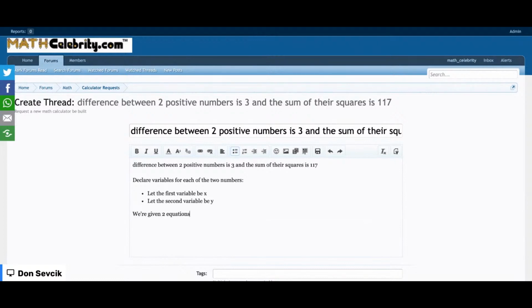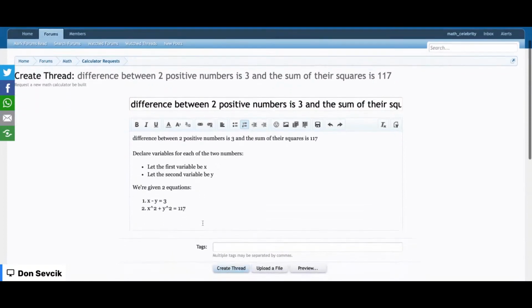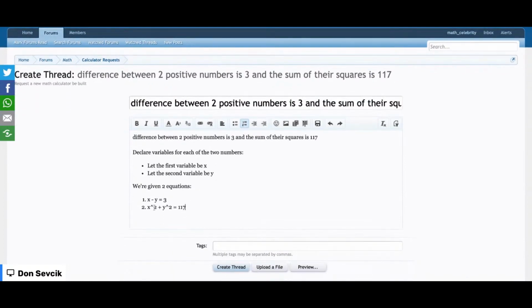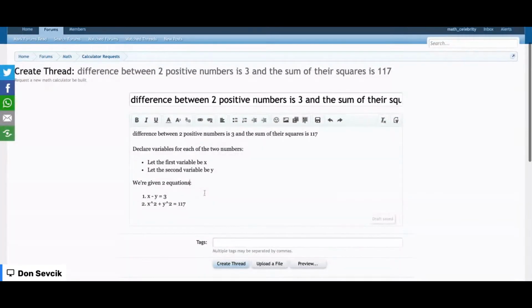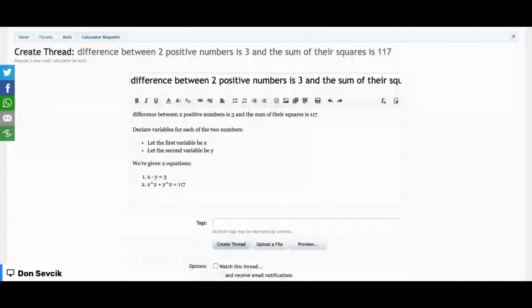We're given two equations. Equation 1 is the difference between them is 3, right here. And the second is the sum of their squares, x squared plus y squared equals 117. The square, by the way, means you raise a variable to the second power, if you did not know that. All right, so we've got two equations. How do we solve this?